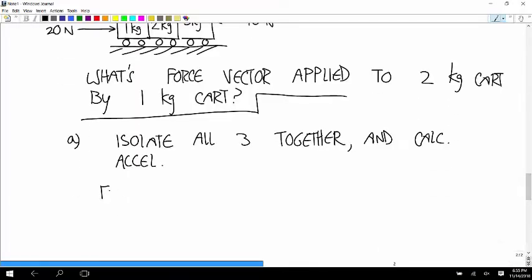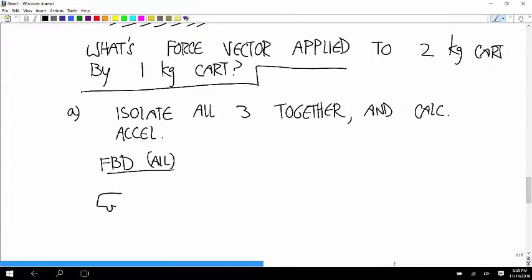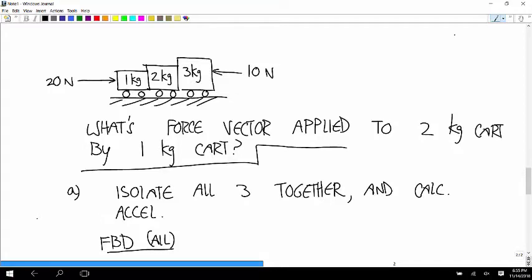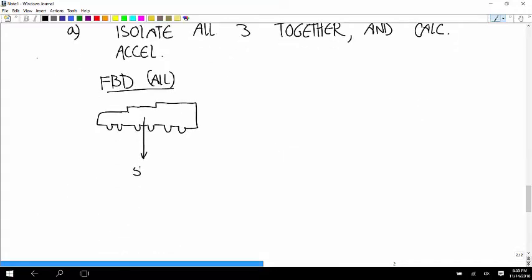So first, I'm going to draw a free body diagram of all three. There's a weight force straight down. That's equal to the total mass times 9.81, so 6 times 9.81 is 58.86. And then there's a pushing contact up from the ground. I'll just treat that all like it's acting at one place, so I'll call that N total.